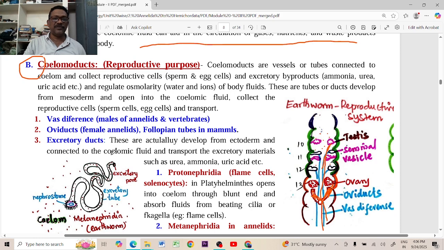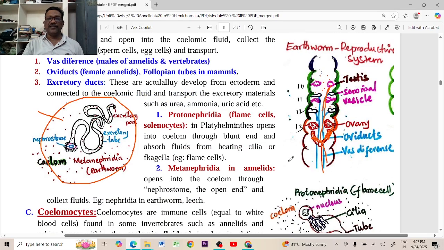So these are also connected with the coelom and collecting the excretory materials. But these are not developed from the mesoderm. These are developed from the ectoderm. Although they developed from the ectoderm, these are connected with the coelom and collecting the waste material from them. These are called the metanephridia.